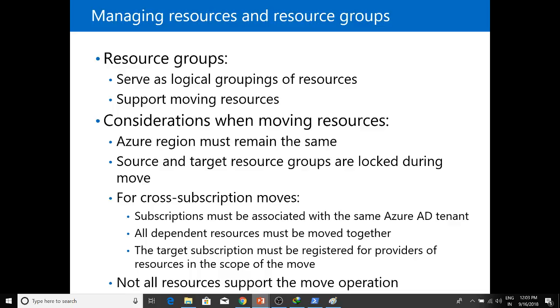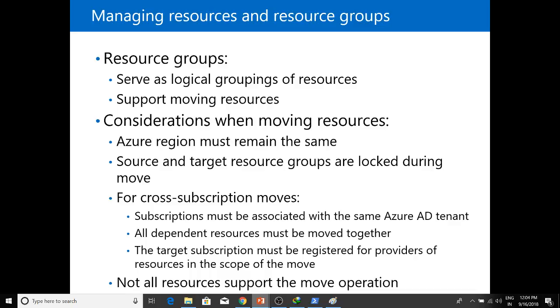One of the most important things: if you're moving resources from one resource group to another resource group, they should be part of the same region. If they are not part of the same region, you won't be able to move them. So moving of resources is possible, but only when they lie within the same region. If you have two resource groups and they are both in South Central US, you can move resources between them. But if one is in South Central US and another one is in West India, you cannot move them.